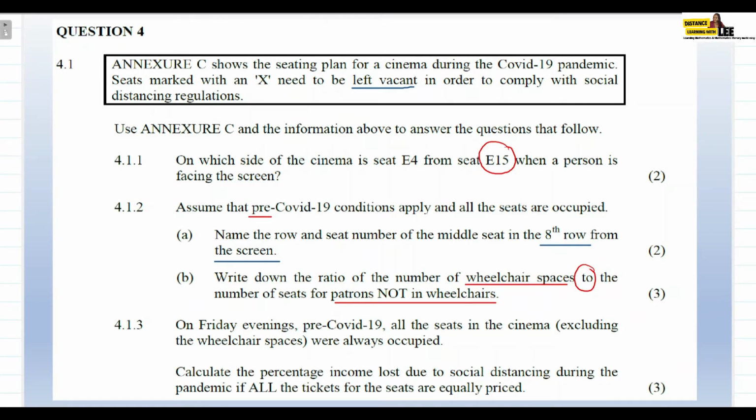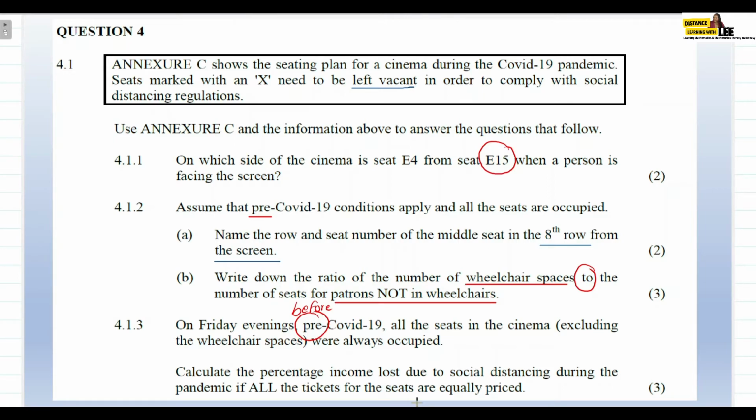And then question 4.1.3. On Friday evenings, pre-COVID, right? So we're still in pre-COVID, guys. And I said that when they say pre, we know that it's before COVID-19, okay? All the seats in the cinema, excluding the wheelchair spaces, were always occupied. We need to calculate the percentage income lost due to social distancing during the pandemic if all the tickets for the seats are equally priced, right?